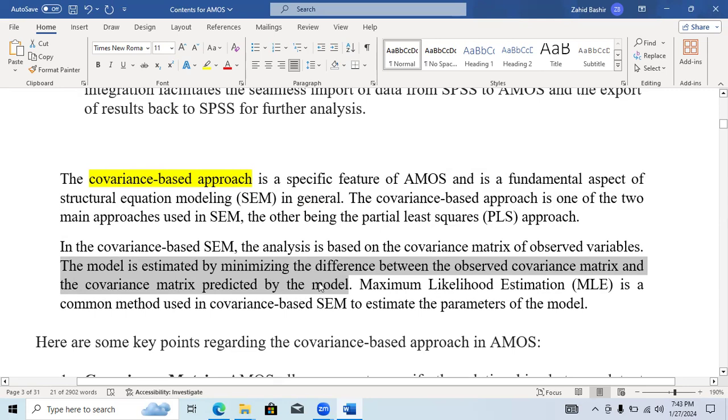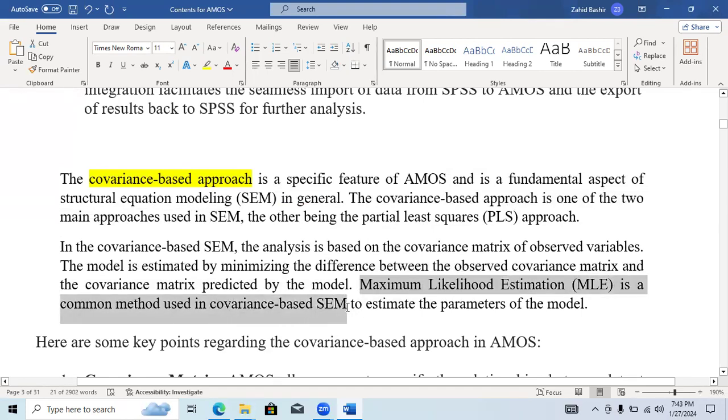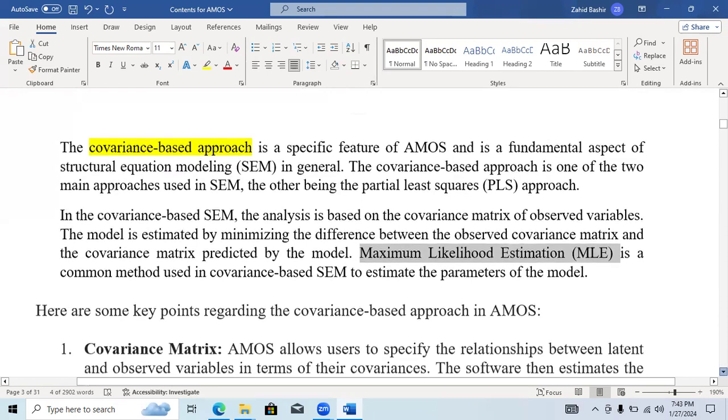So they will analyze and they will minimize the difference between the observed covariance matrix and the predicted covariance matrix. Maximum likelihood estimation is a common method used in covariance based SEM to estimate the parameters of the model. So in case we are going to use covariance based SEM, we are basically going to use maximum likelihood estimation.